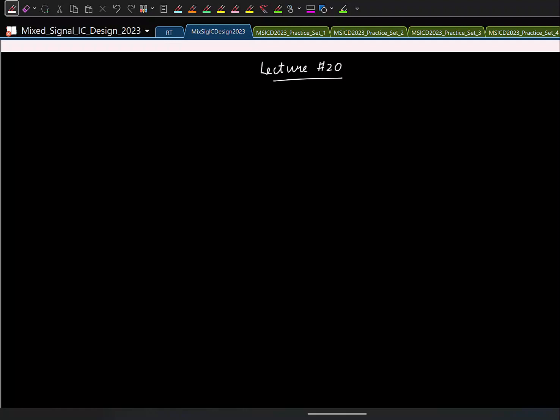Let's start. So in the last class, we looked at how to do this digital calibration in pipeline ADC or in general any ADC. I'll briefly summarize the discussion and we'll move on.